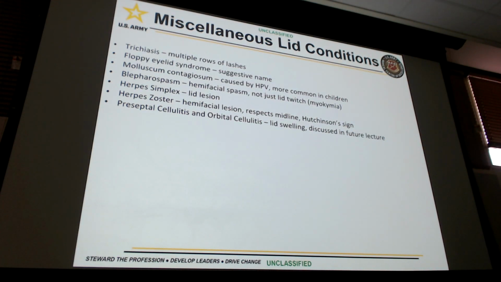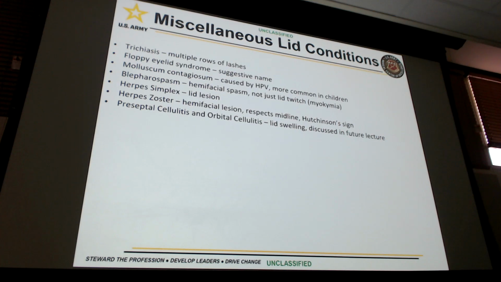All right. Here's some miscellaneous eye conditions. Trichiasis, multiple rows of eyelashes. Not beneficial, okay, unless you're an eyelash model. Even then, probably not beneficial. Floppy eyelid syndrome, okay, kind of a funny name. It's pretty suggestive though. Basically the lid just flops all over the place. Different from ectropion in that the lid's just constantly malpositioned. Floppy eyelid just sort of flops all over the place, caused by some medications.